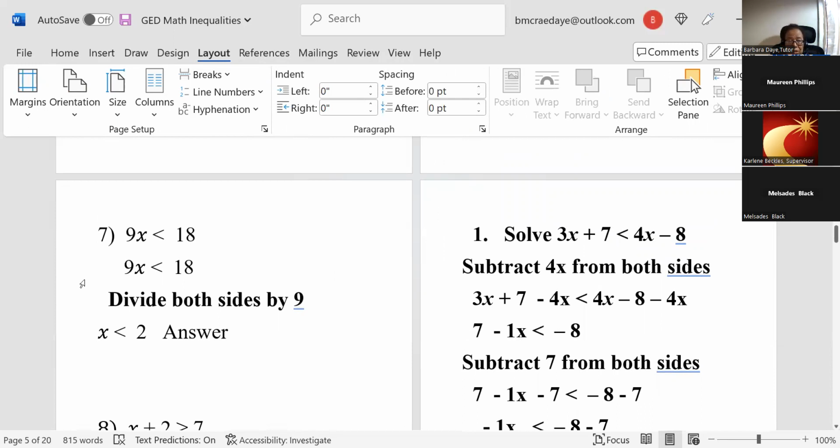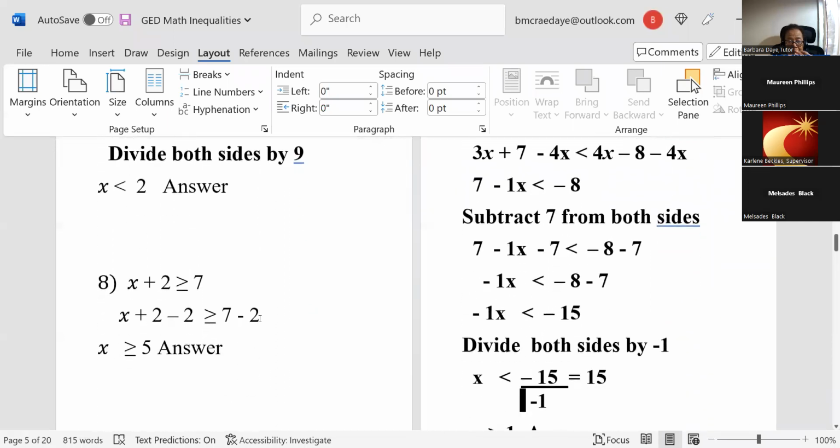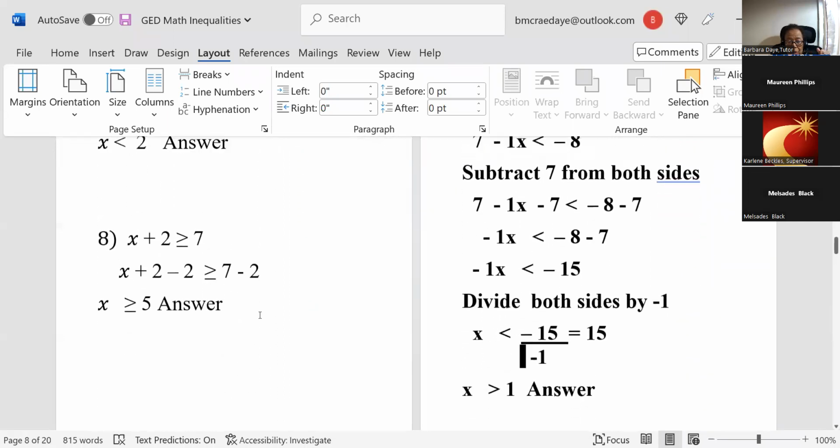Any questions? I have to restudy this one because I'm sleeping between it. Yeah, I thought you were. Look it over. Okay.